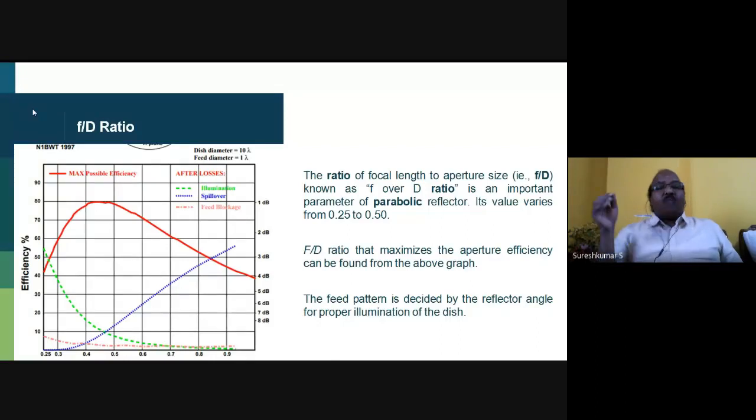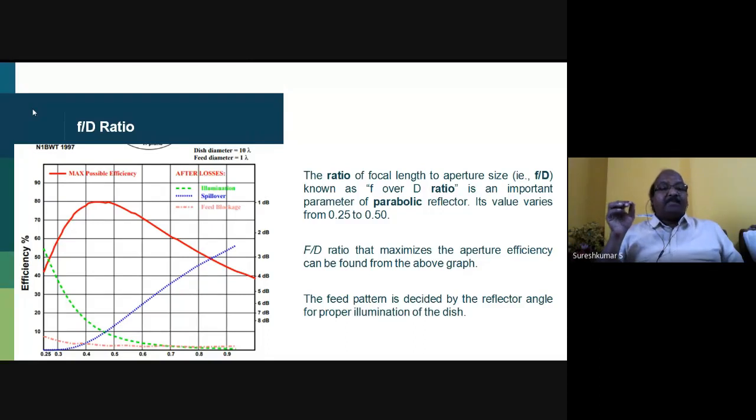There is another interesting parameter, that is, how big you can build a dish. There is a limitation for that. You have to optimize a factor called F by D ratio. F is the focal length of the dish. So this is another parameter which has to be optimized. If you see the graph, the parabolic dish and the aperture efficiency are on the Y side, percentage efficiency, that is the aperture efficiency. The aperture efficiency is at its maximum from 0.4 to 0.5. So people try to accommodate the F by D ratio around this range to maximize the aperture gain.